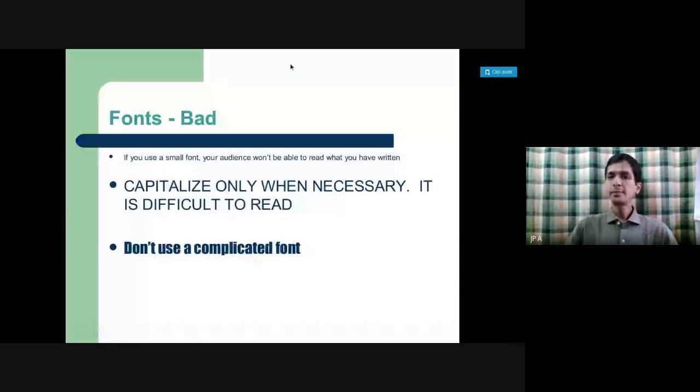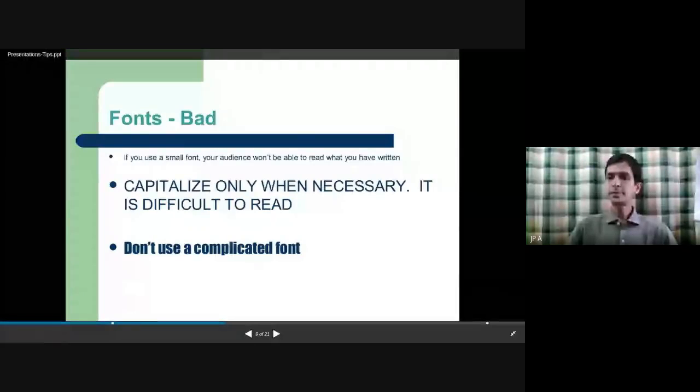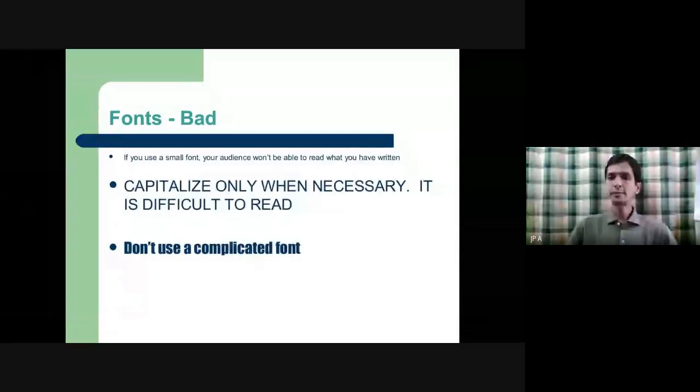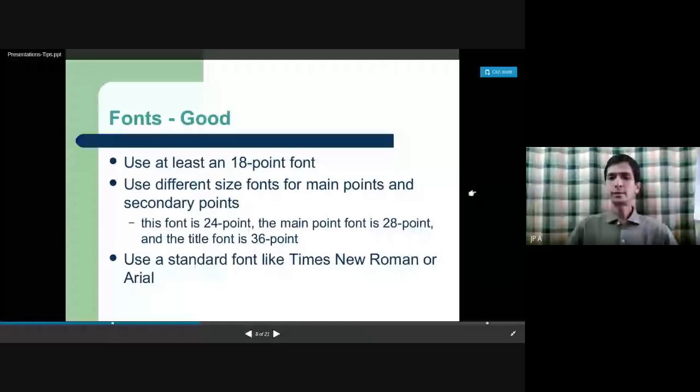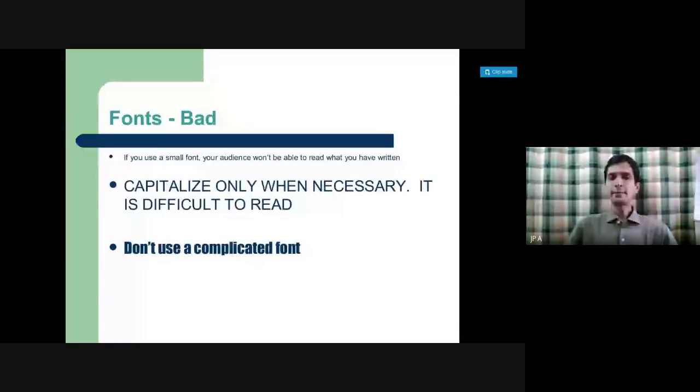So there should be a minimum size for the font that you use. So the minimum size is 28 for the title font and 18 for the point font. So this comes automatically, but if we are changing it, we have to be careful.